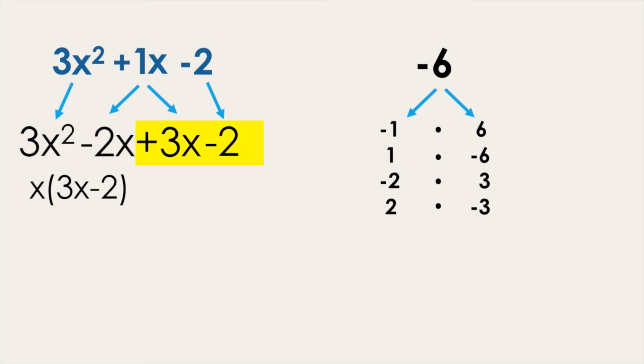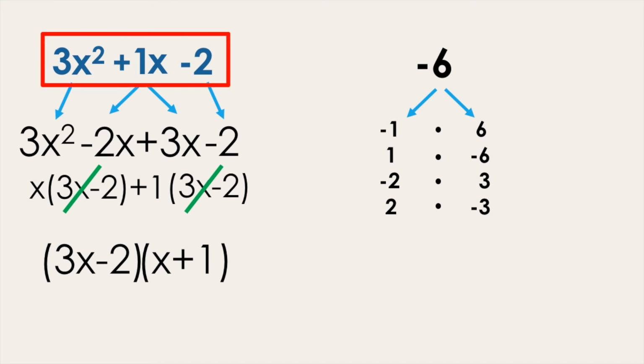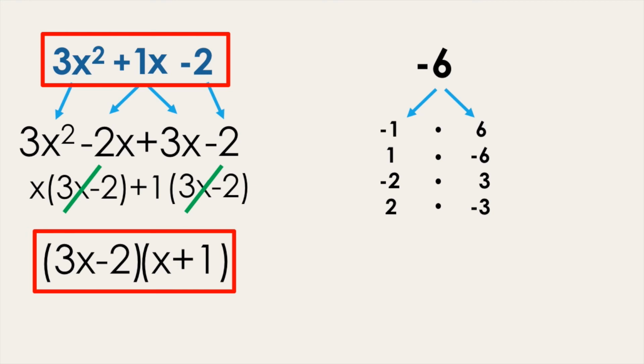Next, we can factor out a greatest common factor from the remaining 3x minus 2. 3x minus 2 has no greatest common factor other than 1, so we'll just factor out a 1 and we're left with 3x minus 2. Next, we can factor out the 3x minus 2 and we're left with x plus 1. So the factored form of 3x squared plus 1x minus 2 is the product of the two binomials 3x minus 2 times x plus 1.